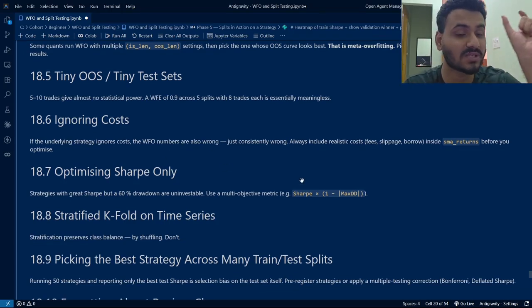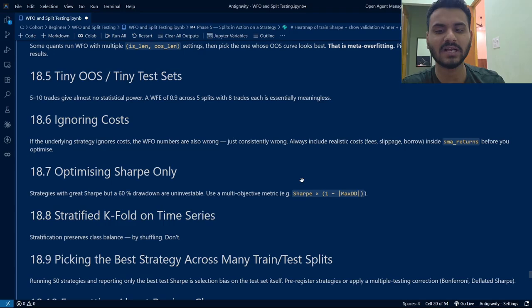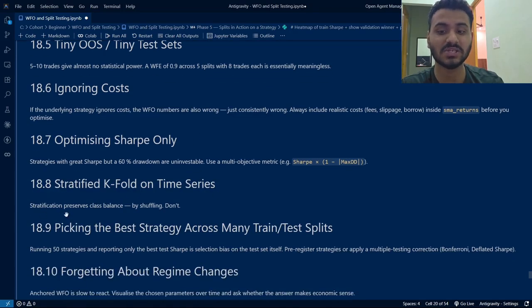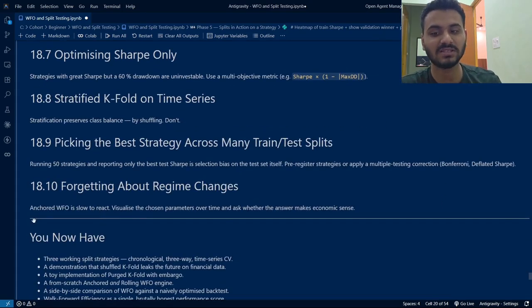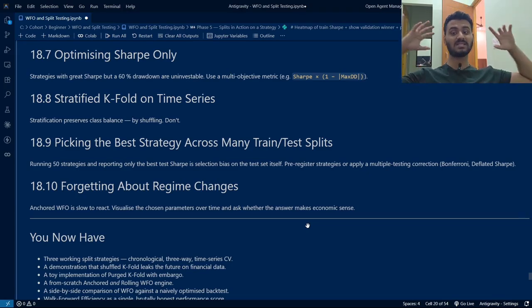You can create a confidence score: Sharpe, Calmar, drawdown. Good enough. Now, stratified k-fold on time series: stratification preserves class balance by shuffling. Don't. Now, picking the best strategy across many train-test splits. Running 50 strategies and reporting only the best Sharpe is a selection bias on the test itself. Pre-register the strategies or apply a multiple-testing correction methodology like the deflated Sharpe ratio. Forgetting about regime changes: anchored WFO is slow to react. Visualize the chosen parameters over time to ask whether the answer makes solid economic sense and has a rationale.